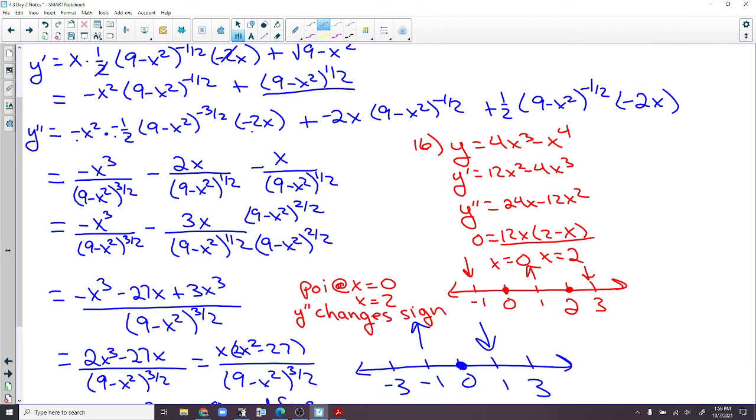Changes sign or changes signs? What do you guys think? Changes sign? Probably just sign. It doesn't matter. I'll give you credit either way. I'm not an English teacher. It doesn't matter how it changes signs. It just has to. You all good? All right.